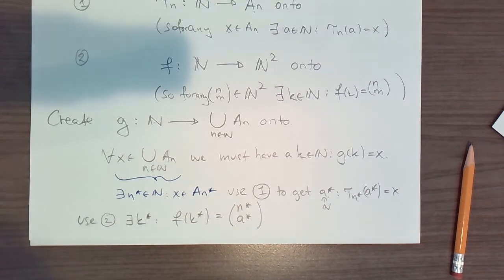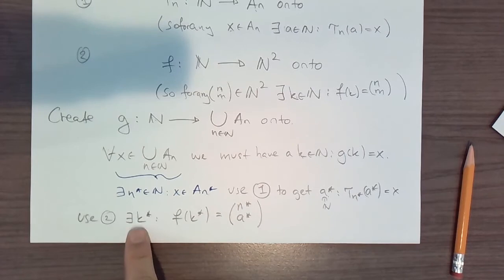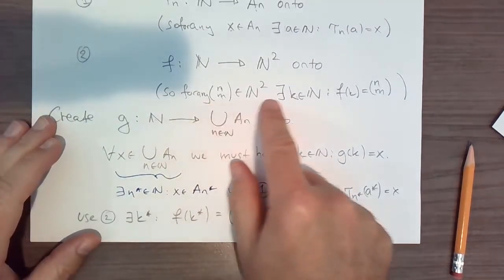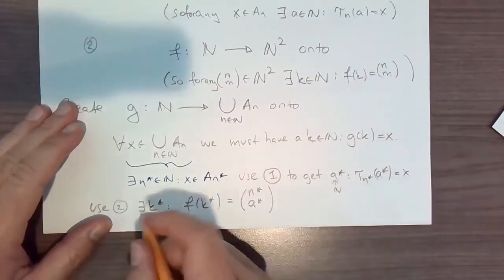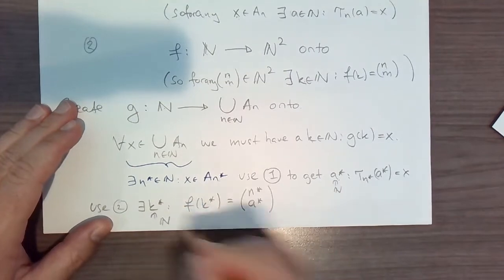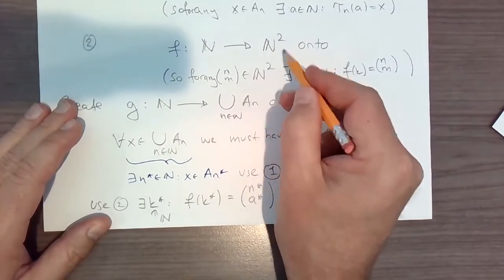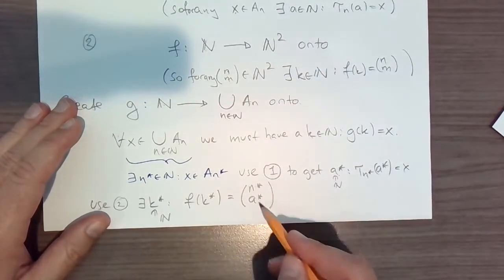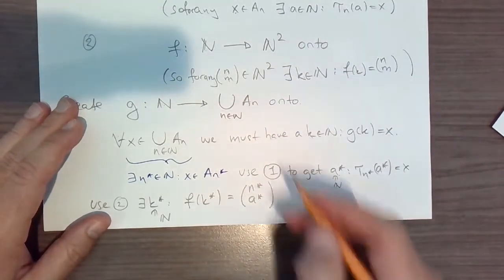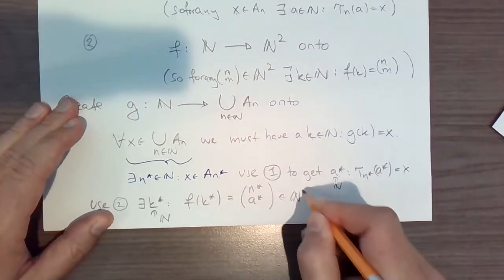So now it's just a question of combining these things. If you have my k star, this is out in the natural numbers. This is the thing that comes here. There exists a k in the natural numbers that gets mapped over into n squared. Actually, n star and a star is something inside n squared.